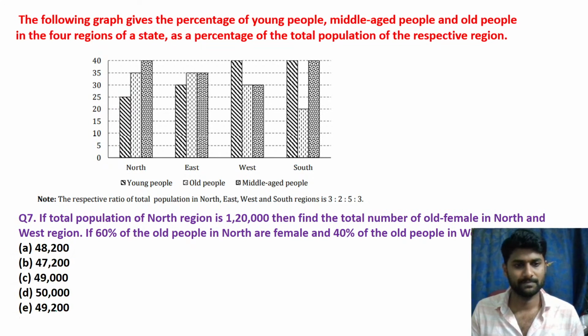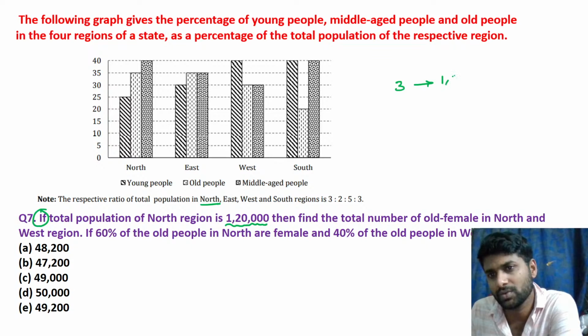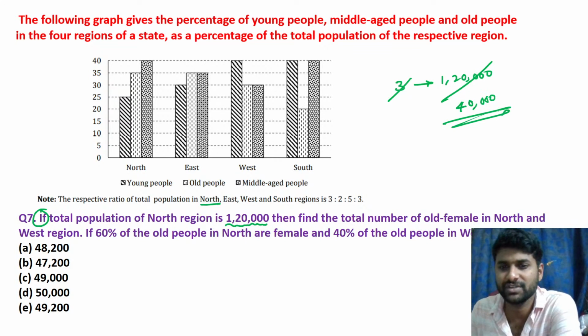The next information. Total population. See, again, it is a condition. If the total population of the North region is 1,20,000, see, 3 units is equal to 1,20,000, which means each unit is equal to 40,000. Each unit is equal to 40,000. Now find the total number of old female in North and West region.